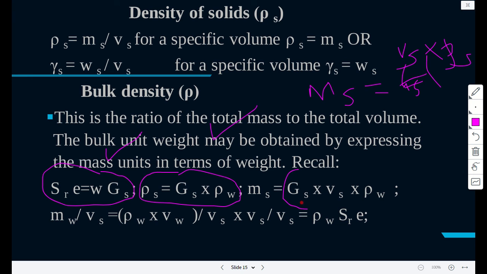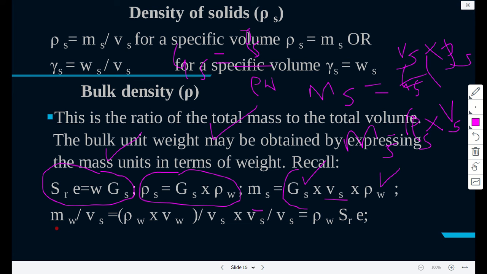Okay, so to get the mass from the density: mass would be the density of the solid times the volume of the solid. Remember that specific gravity is the density of the solid over the density of water. So this gives you the density of the solid times the volume of the solid, and that's the mass of the solid.